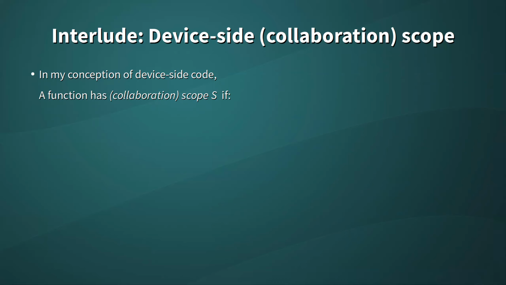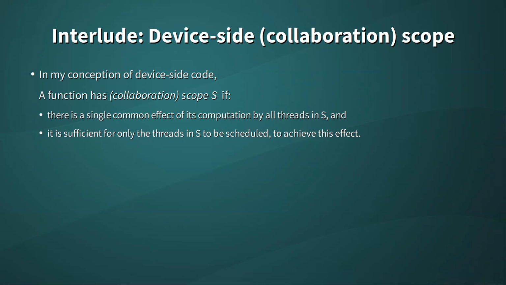So a function or a CUDA function has a collaboration scope of S if there is a single common effect that you could define for computing that function in all of the threads in scope S. And if we only scheduled the threads in that scope, we would get that effect. So that's a bit abstract. So let me illustrate with a few examples.